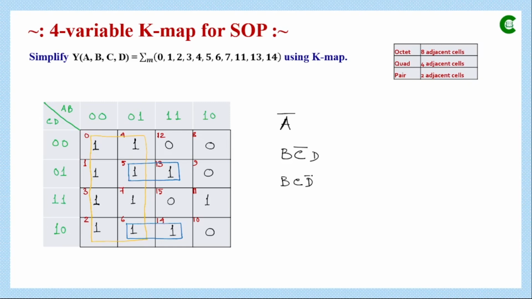Now we still have one here which is not part of any group yet, so between this one and this one, which are two adjacent cells as per the definition, we can form a pair. When we evaluate that pair, A is changing value from 0 to 1, so that will be eliminated. B remains the same and that value is 0, so it will be B complement. And for C and D, both remain the same and their values are 1 1, so it will be CD.